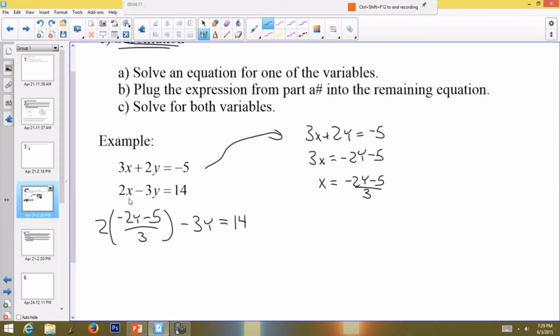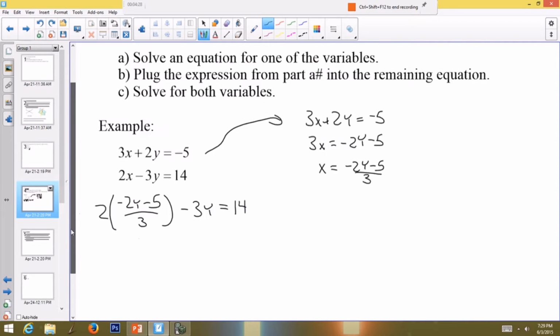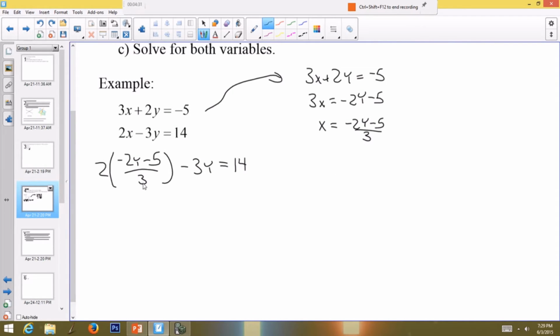All I've changed here is that I've replaced x with the expression I solved from the first equation, and now my new equation has nothing but y's in it. So when I solve it, I should be able to find just y. Let's distribute my 2. 2 times -2 is -4y, over 3, and then 2 times -5 will be -10, still over 3. Then because I want to combine my like terms, I have 3y here, and so there are 9/3 in 3.